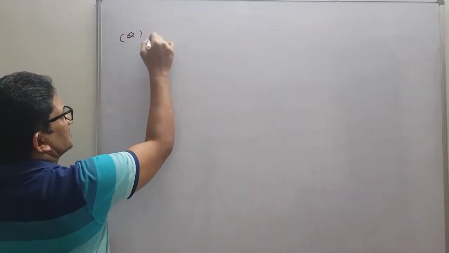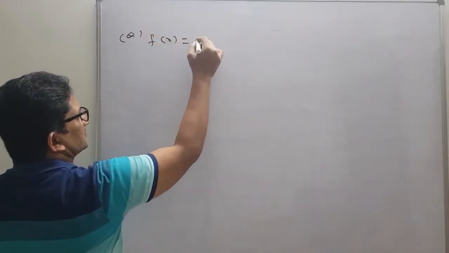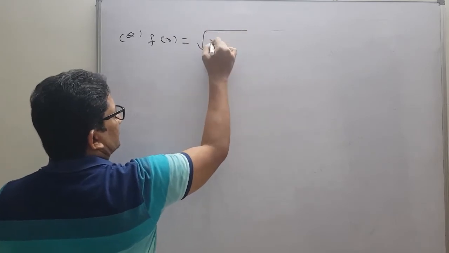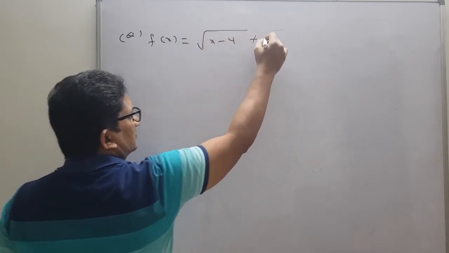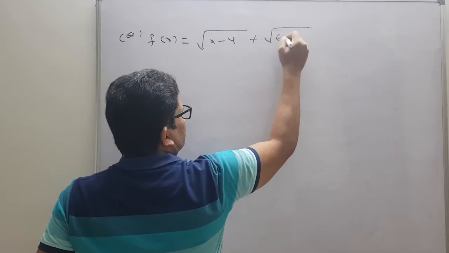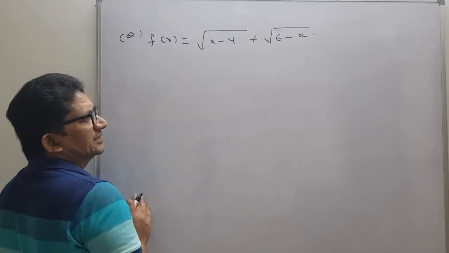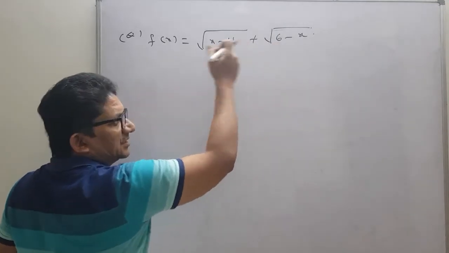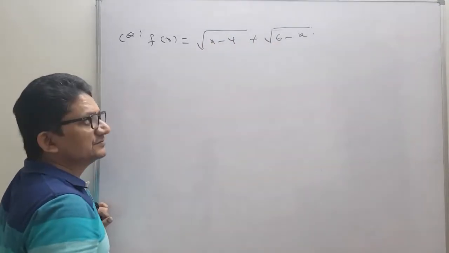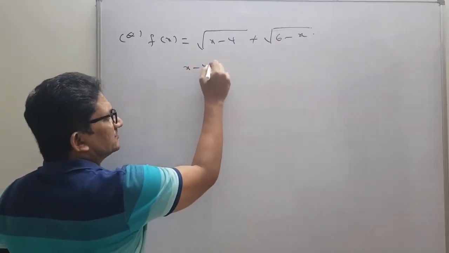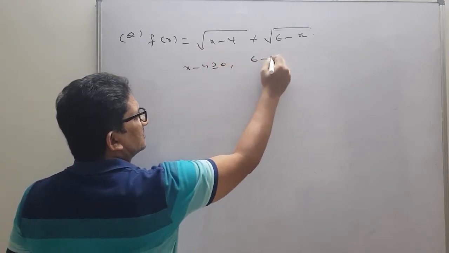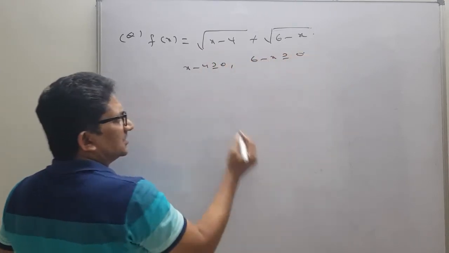Question. Find the range of f of x equals square root of x minus 4 plus square root of 6 minus x. So first we need to check its domain, because square root functions are not defined for all real numbers. So we take x minus 4 is greater than or equal to 0 and 6 minus x is greater than or equal to 0.